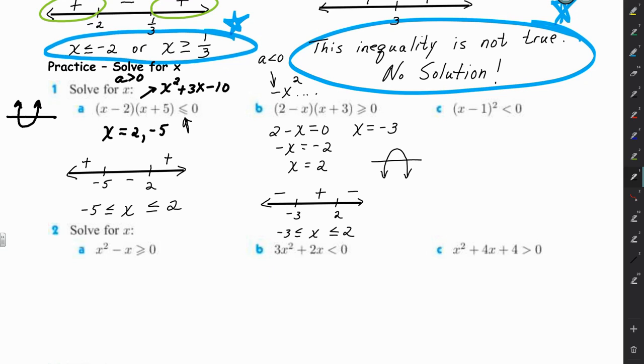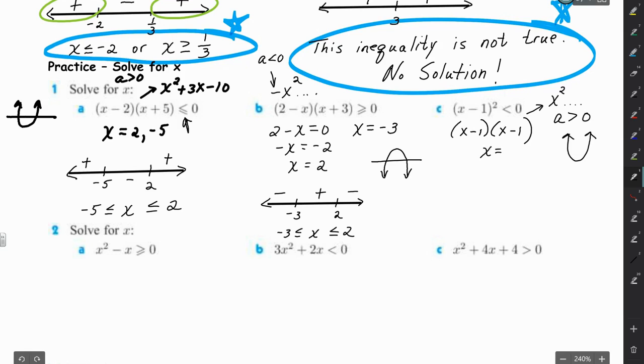Okay, let's take a look at letter C. Again, it's already in factored form. It means we have x minus 1 times x minus 1. If we were to begin to put that in standard form, we would get x squared, we don't care what comes after, and that is telling us that the value of a is greater than 0, so we know we have a parabola that's facing up. Our x-intercept occurs at x equals 1, so we only have 1, so that's what our graph looks like. Let's do our sign diagram.